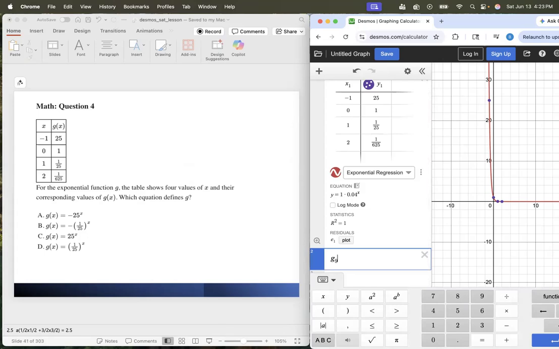I would say g of x. This is why I like algebra. You've got to try all of this, but you can do it algebraically. It should usually be quicker when you do algebra. So all these functions are raised to x.